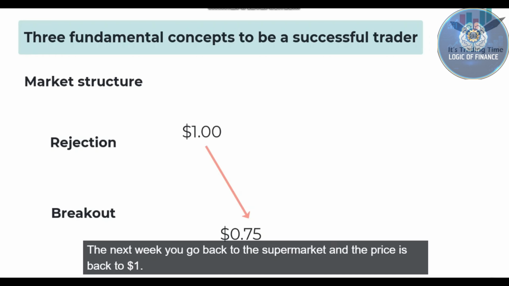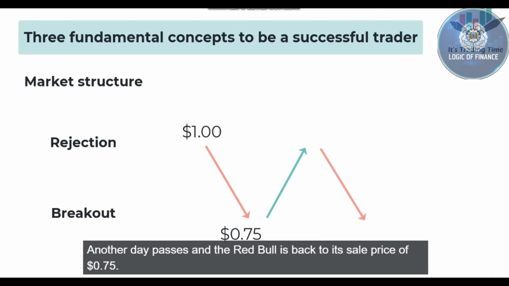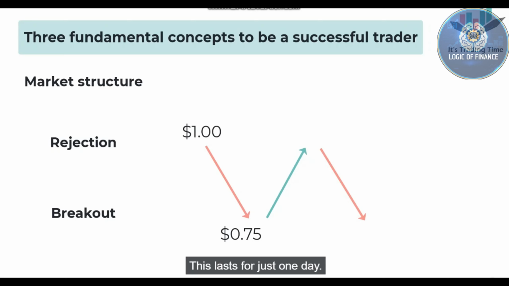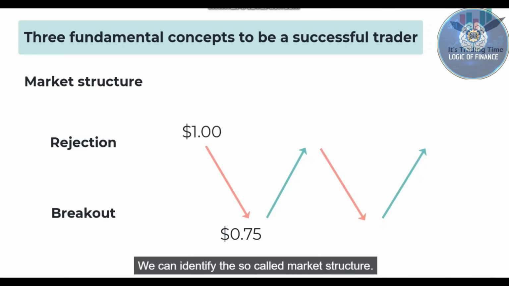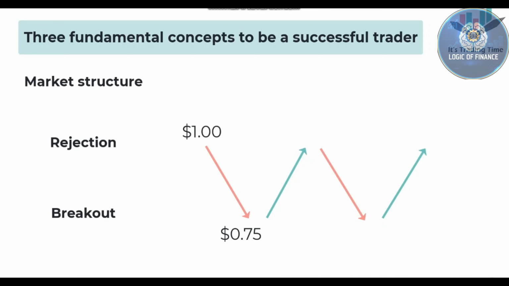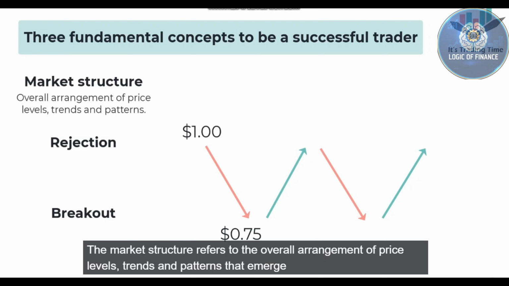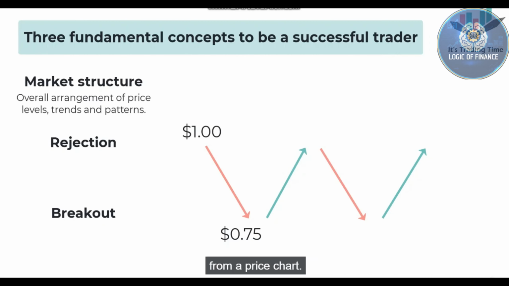The next week, you go back to the supermarket and the price is back to $1. Another day passes and the Red Bull is back to its sale price of 75 cents. This lasts for just one day, then the price goes back to $1. We can identify the so-called market structure. The market structure refers to the overall arrangement of price levels, trends, and patterns that emerge from a price chart.